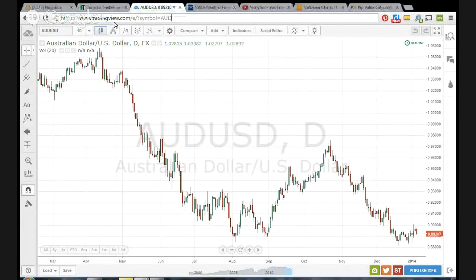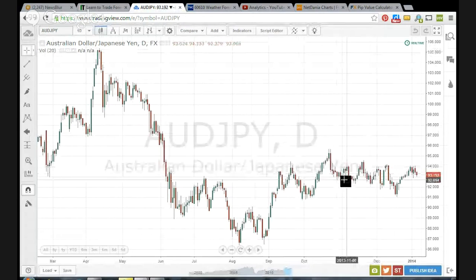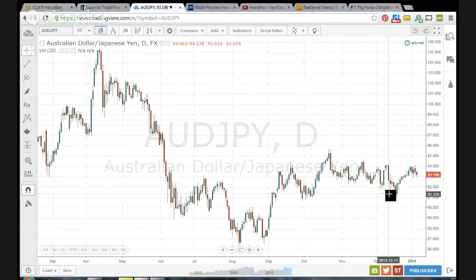Let's see. Aussie yen. Probably gonna be the same thing. Probably still need more of a pullback. That's what we're seeing on the yen pairs. Well, Aussie yen has been the very choppy one. So we've been in this range.